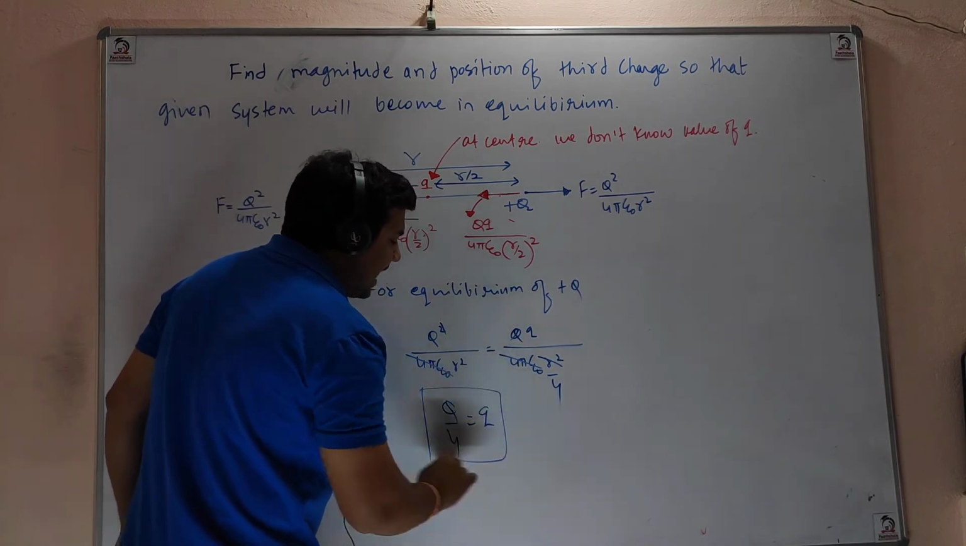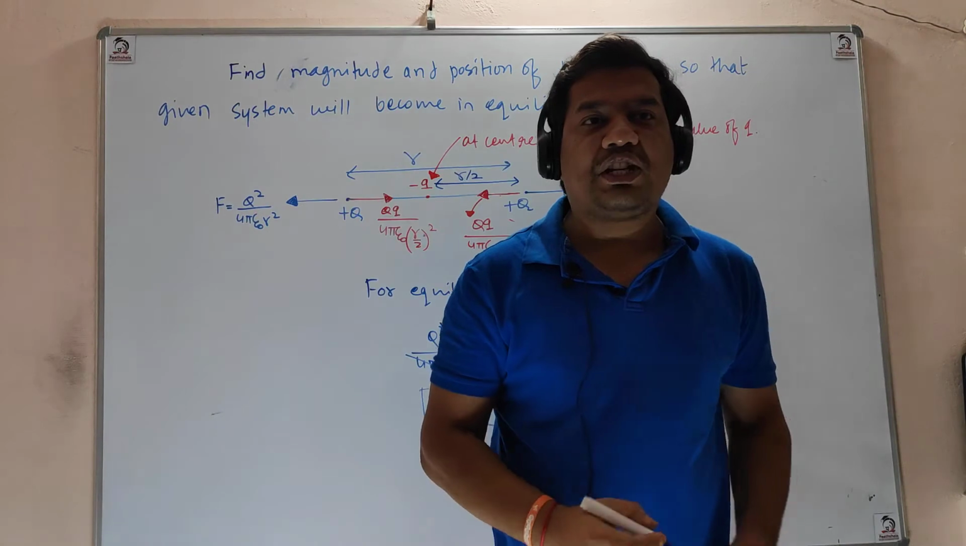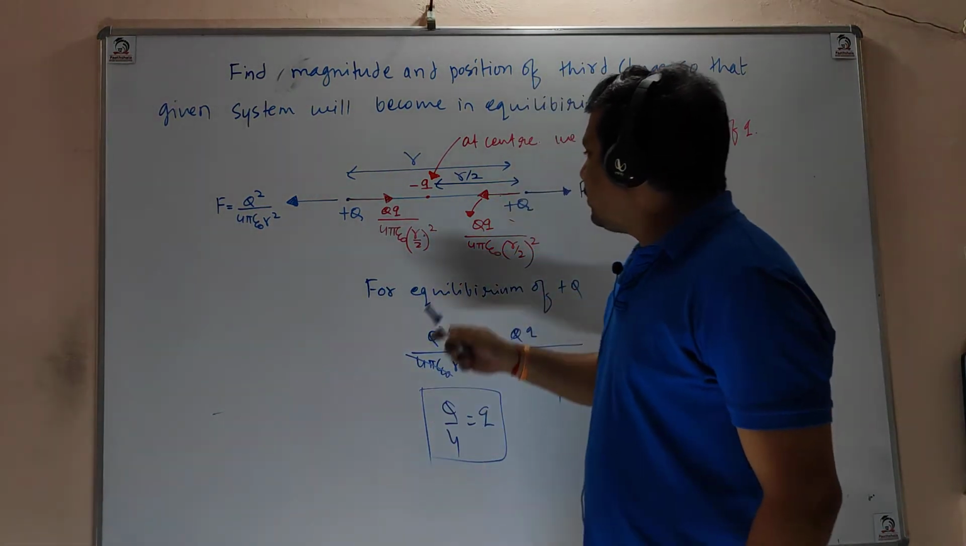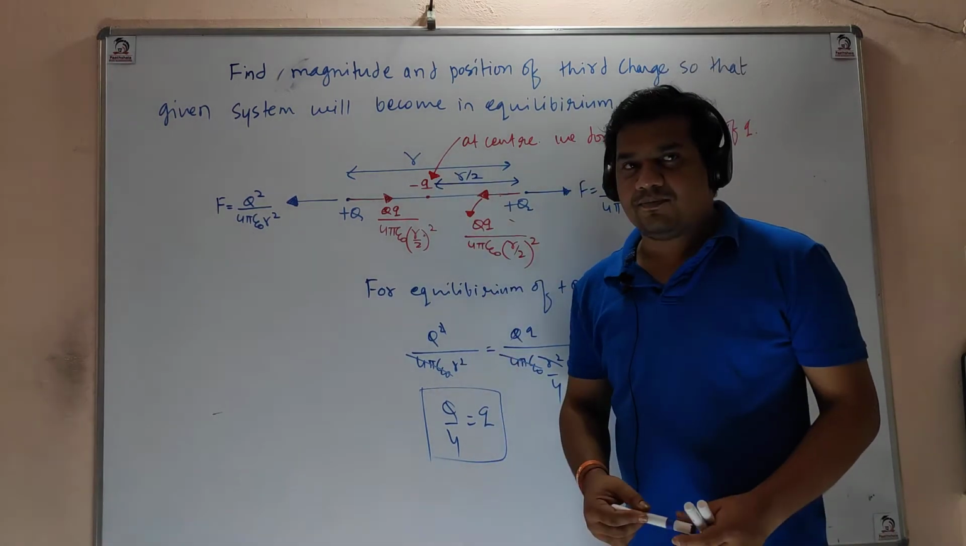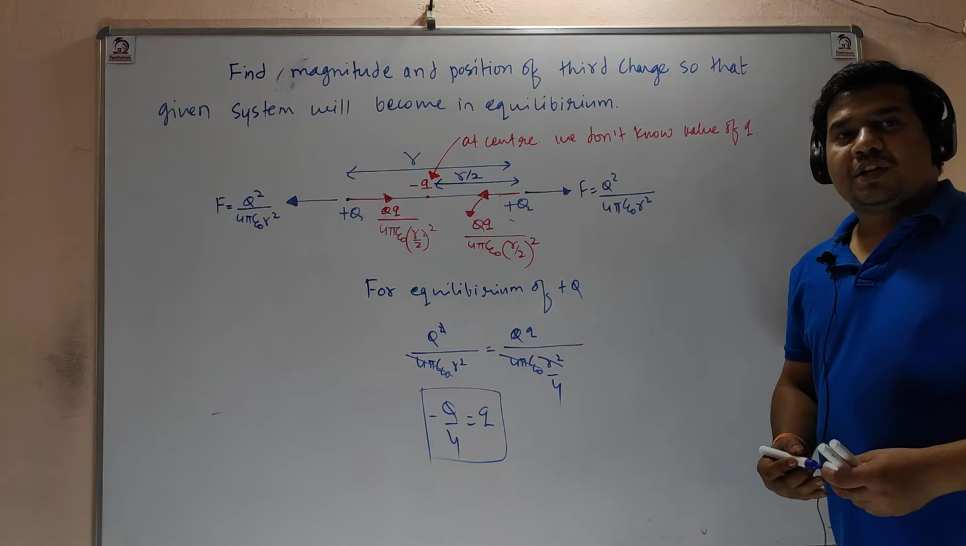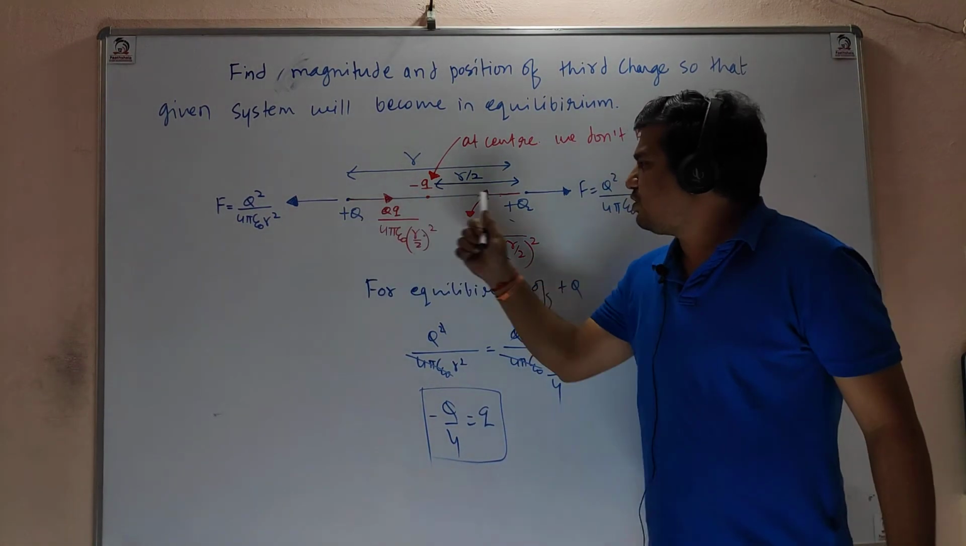See, we cannot keep sign of the charge while writing force. Do not take sign of the charge while writing force, take direction only. Because we took direction, that's why we are ignoring sign. We already know this charge should be negative. So if we put minus capital Q by 4 charge at the center, then these two will become in equilibrium.